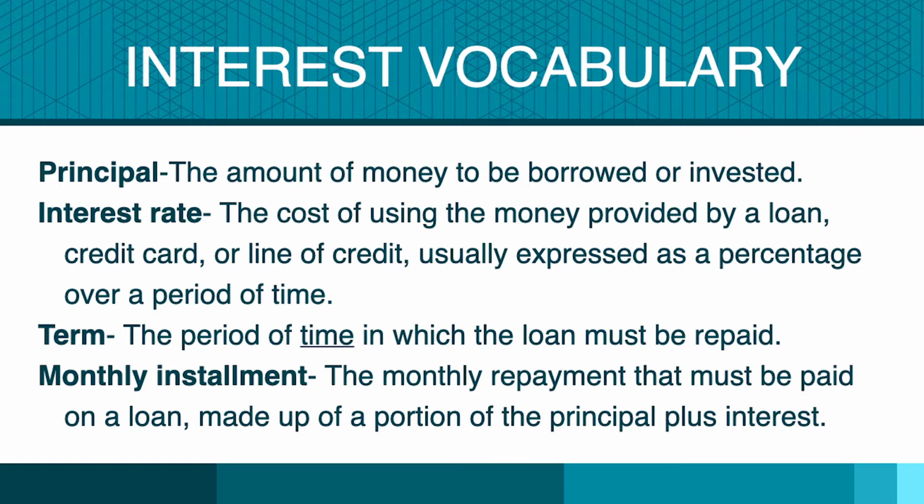Interest rate is the percentage at which money grows when borrowing or investing. Term is the period of time to repay the loan. Monthly installment is the amount of money that must be repaid each month. The monthly installment includes the principal and the interest amount.